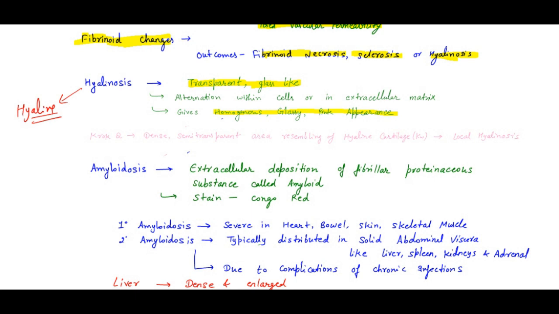That is transparent, hyalin-like. That is our hyalin. It's taken from the Greek word, and it gives a homogeneous glassy pink appearance. So here is one crow question. What is the crow question here?